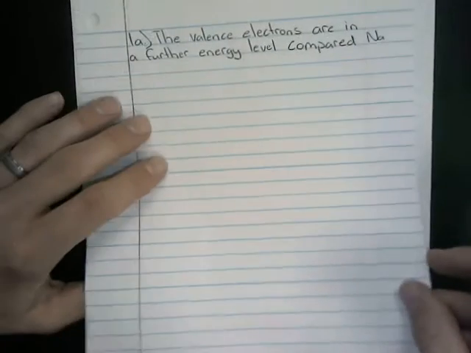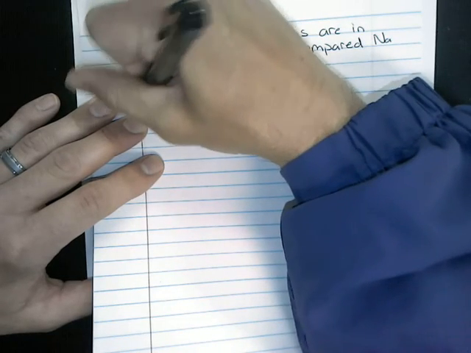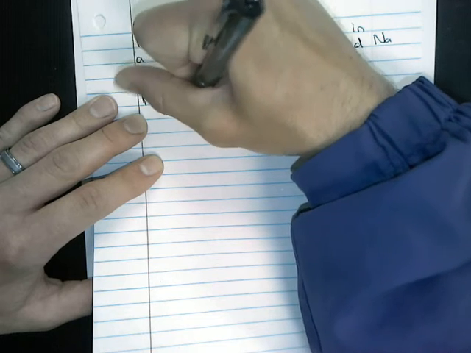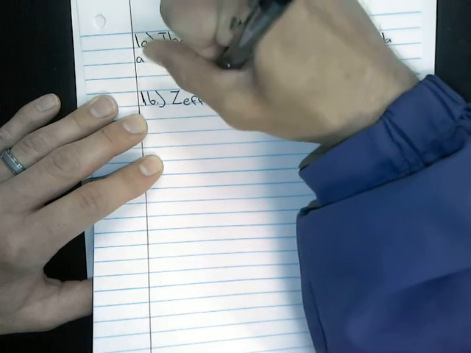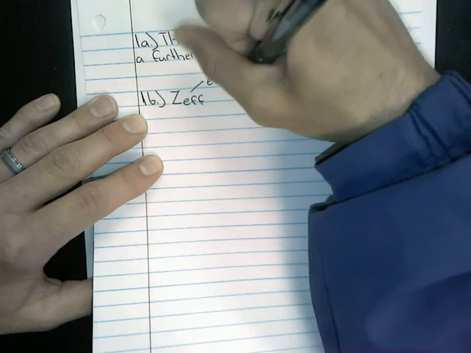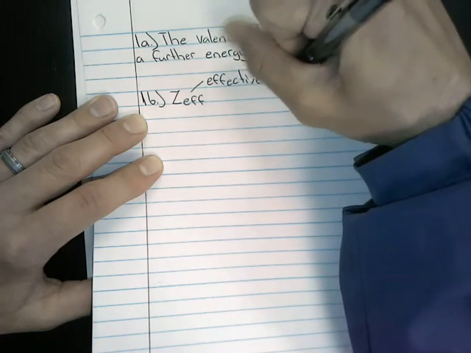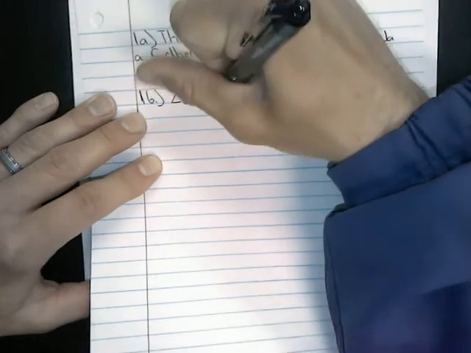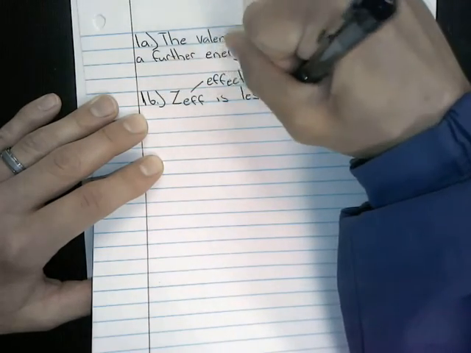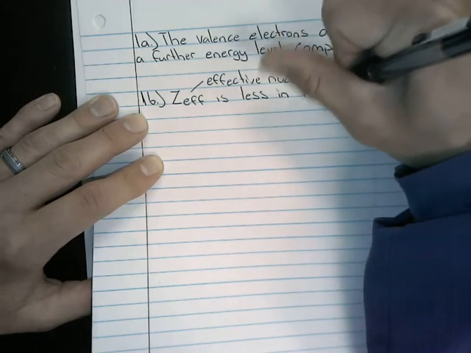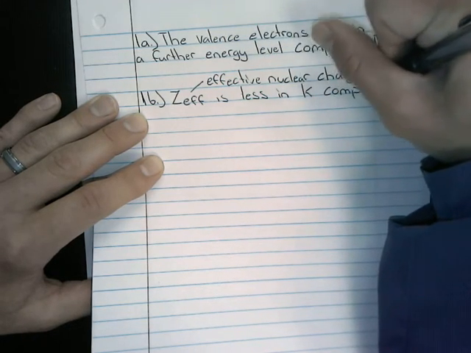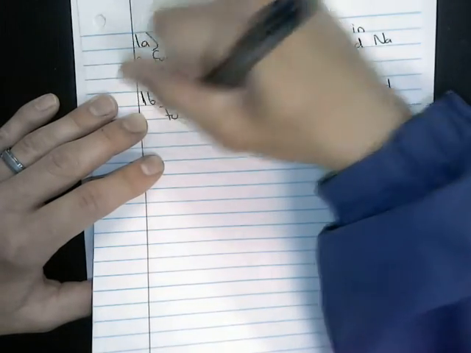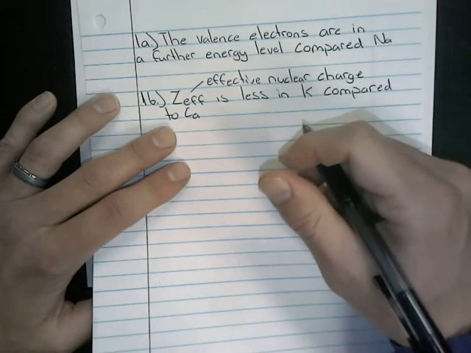Well, what we learned in class, or what I taught you in class, is this. The effective nuclear charge, and I call this Zeff, or the effective nuclear charge, is less in potassium compared to Ca, or calcium.